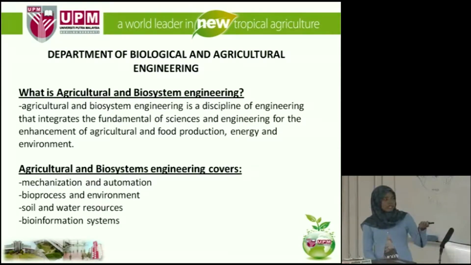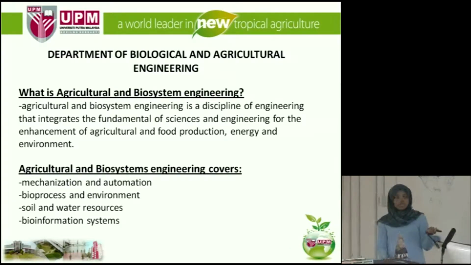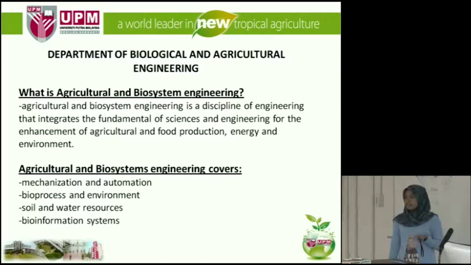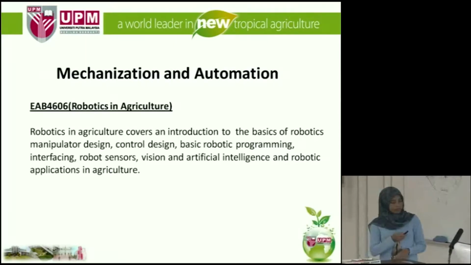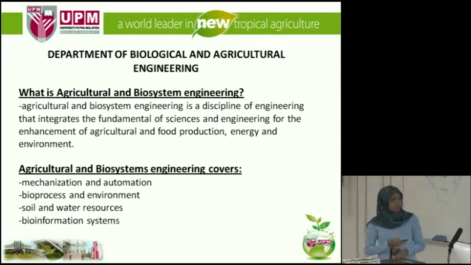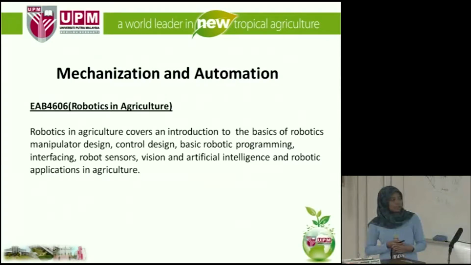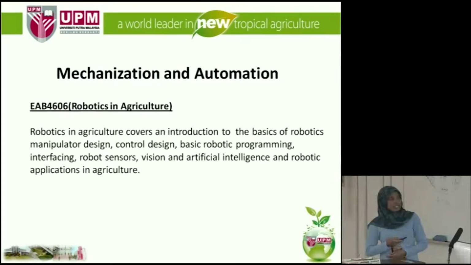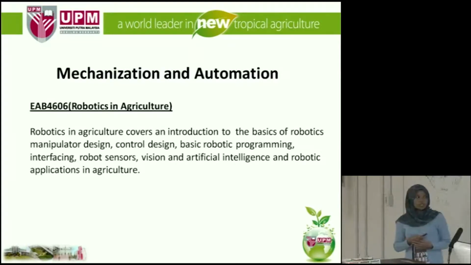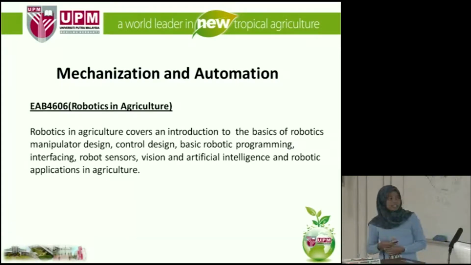There are 4 areas that will be covered by agriculture and biosystem engineering. The first one is mechanization and automation, then bioprocess and environment, soil and water resources, and bioinformation system. Actually, these 4 areas will be our optional subjects when we are in our final year. For the mechanization and automation option, one of the subjects that we will learn is robotics in agriculture, which will focus more on robots and mechanization and also models.